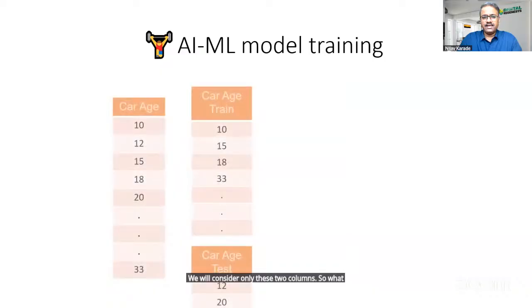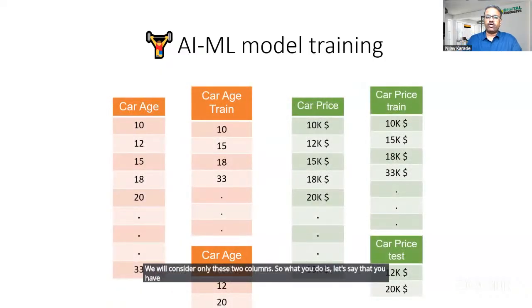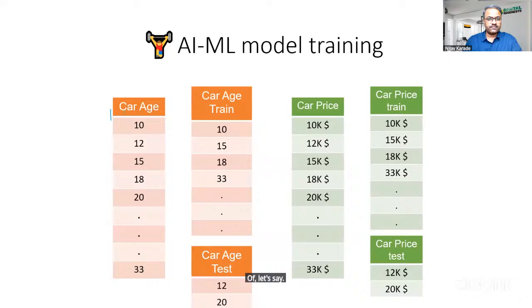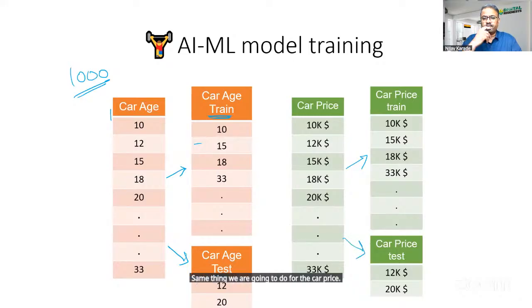So what you do is, let's say you have got data of 1,000 cars. You are going to split it into two parts. The first part is called the training part, and the second one is called the test part. Same thing we are going to do for the car price. Now, as the name suggests, train and test. So what is the logic behind this splitting of data?